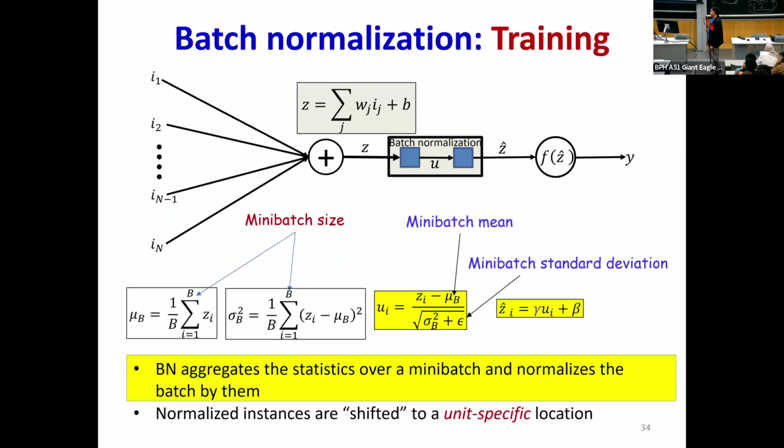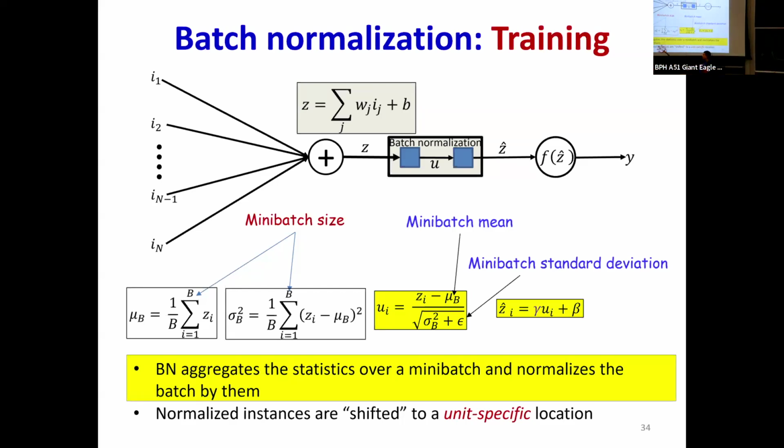Here's what the individual neuron looks like. You have a bunch of inputs coming in. You compute an affine value, which is a weighted sum plus a bias. Now, instead of directly applying the activation to this affine value z, we are going to adjust z before we apply the activation. And this is the batch normalization step.